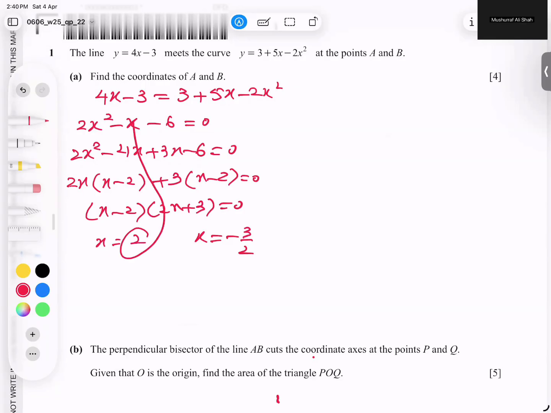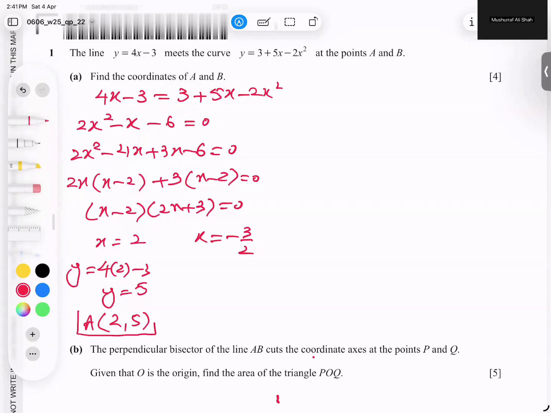So this value, I'm going to plug in here. Check it, students. So 4 times 2 is 8. Out of 8, 3 gone. I got a 5. So (2, 5) is my first answer. He said coordinates of A, B. I can label any. So I'm labeling this as A.